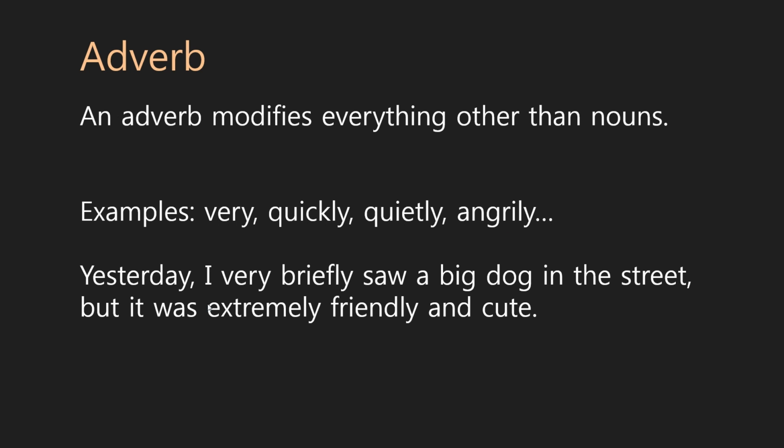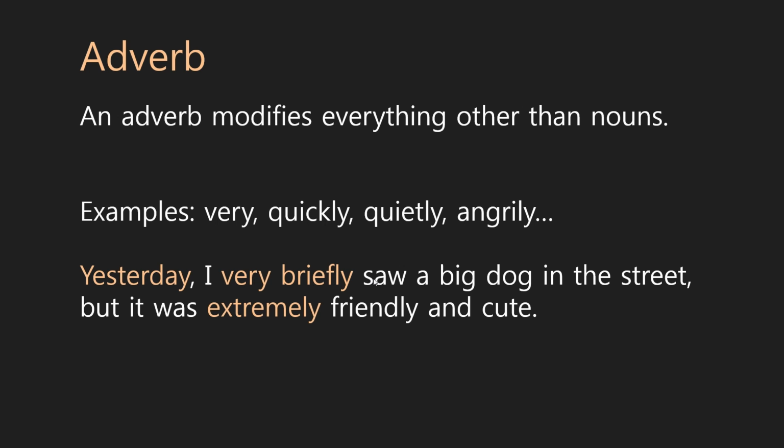So in this sentence, some of these are a giveaway. I used very here. Some of these are adverbs. Which of these words are adverbs? So I think, of course, most of us would have picked very, briefly, and extremely. Not friendly. Friendly was describing the dog, remember, even though it has an ly. But also, the word yesterday is an adverb. So let's kind of break this down.